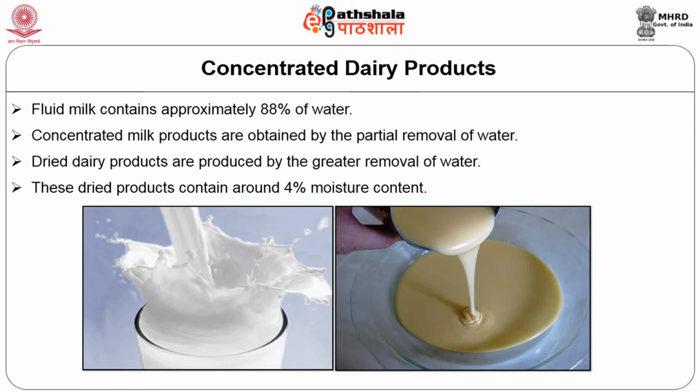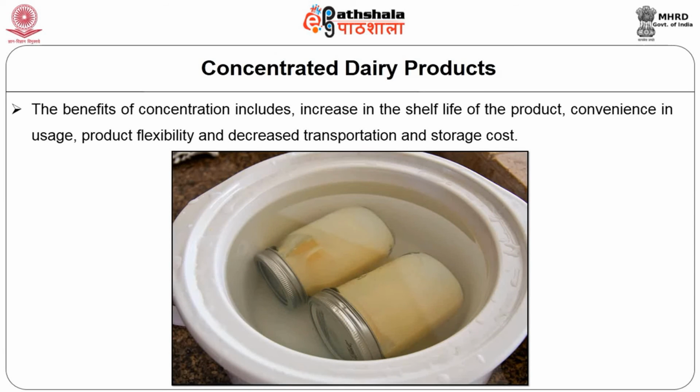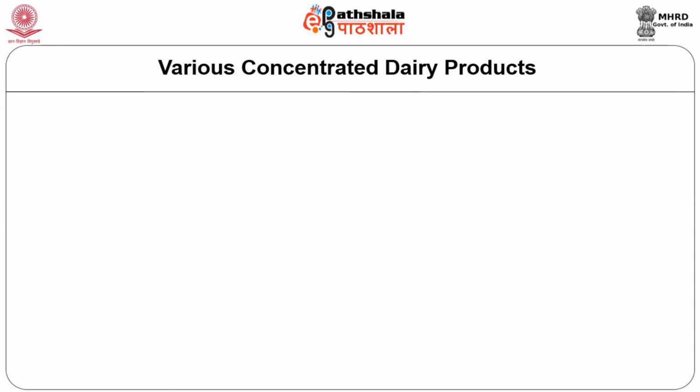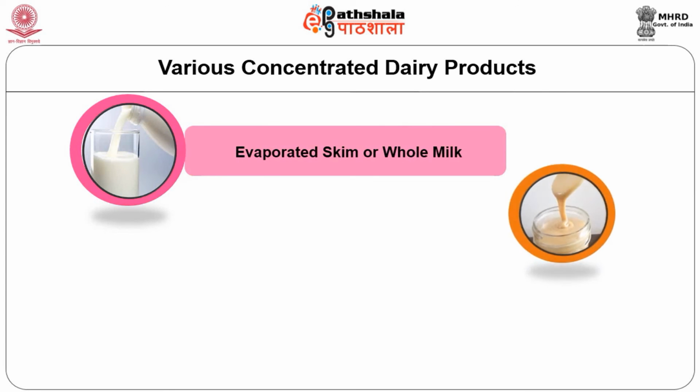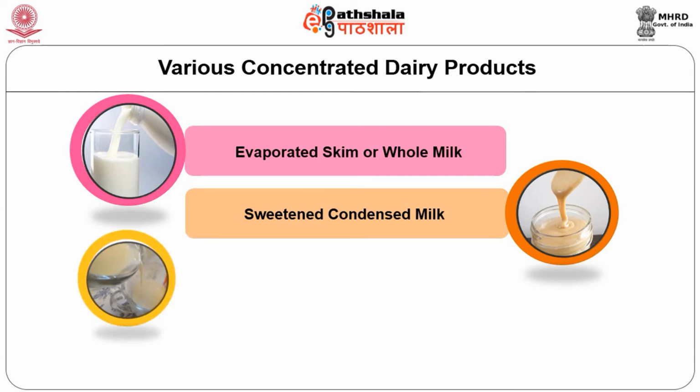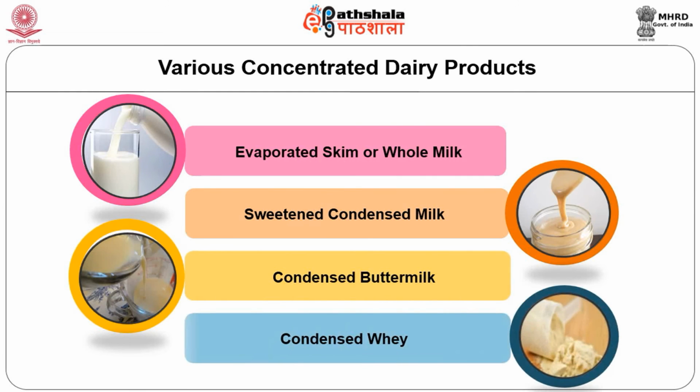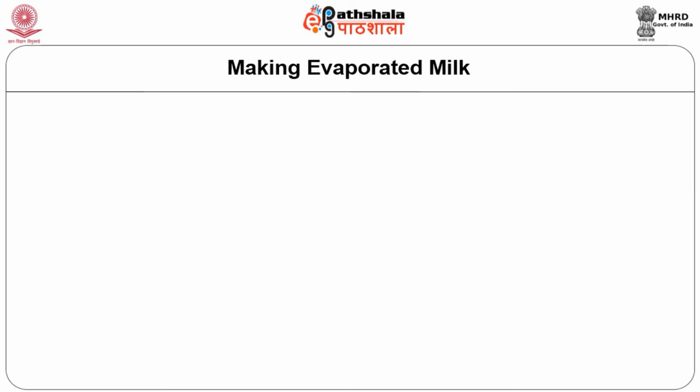As I already told you, the benefits of concentration include increase in shelf life of the product, convenience in usage, product flexibility, and decreased transportation and storage cost. The various concentrated dairy products are evaporated skim milk or whole milk, sweetened condensed milk, condensed buttermilk, and condensed whey. First, let us see the procedure involved in making evaporated milk.